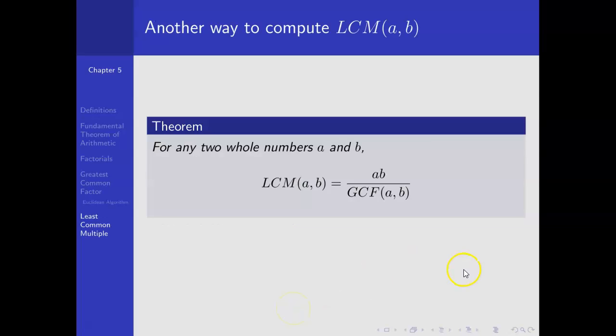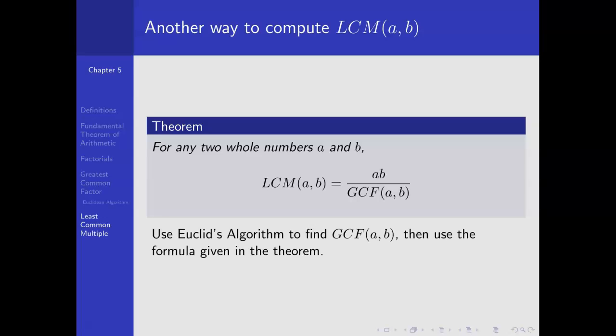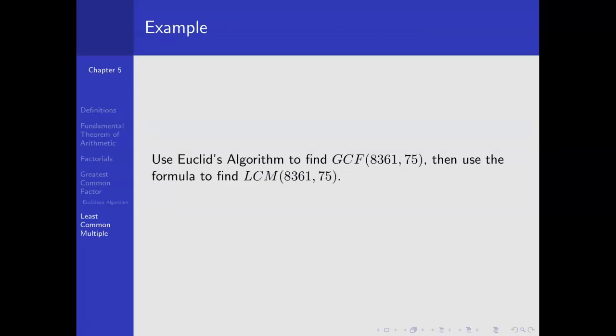And finally, we have another way to compute the least common multiple of two numbers, which is this theorem, which says that you can find the least common multiple of a and b if you know the greatest common factor of a and b, and you find the product of a and b. So the least common multiple of a and b is the product of a times b divided by the greatest common factor. So we're going to use this theorem in our last example. We're going to use Euclid's algorithm to find the greatest common factor, and then we're going to use the formula given in the theorem to find the least common multiple.